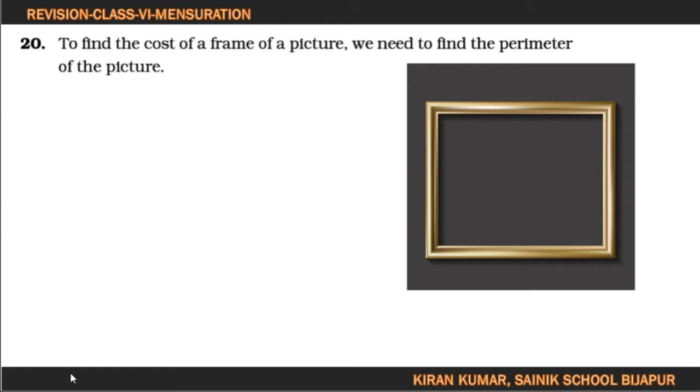To find the cost of a frame of a picture, we need to find perimeter of the picture. This particular statement is a true statement. A photo frame will be having a frame. This frame has to be found by finding the perimeter, not the area. So this statement is a true statement.